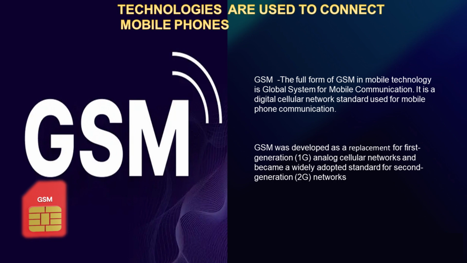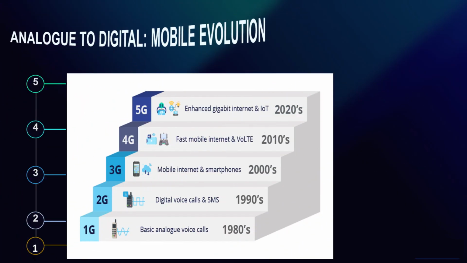GSM refers to Global System for Mobile Communication. It is a digital cellular network standard used for mobile phone communication. GSM was developed as a replacement for first-generation 1G analog cellular networks and became a widely adopted standard for second-generation 2G networks.